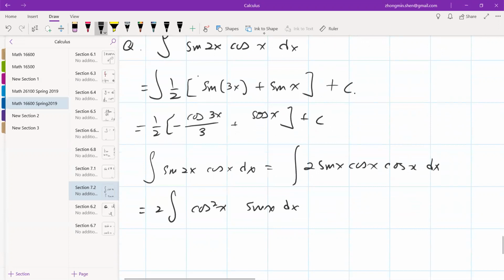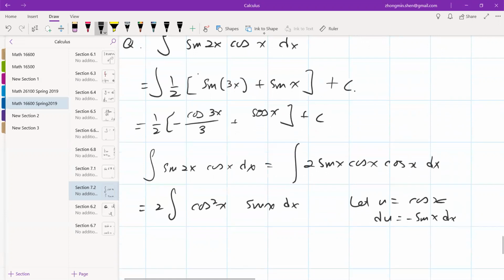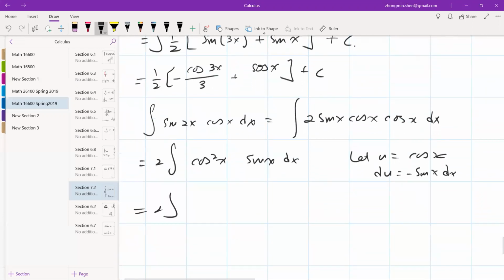so it's natural to let u be cosine x. So du equals negative sine x dx. Right? So this integral becomes u squared, and that will be negative du. So the antiderivative is negative 2 over 3.